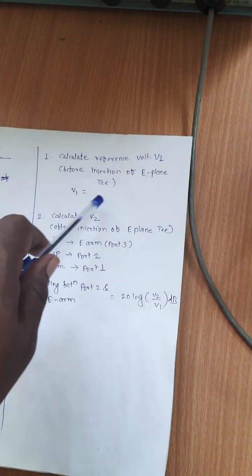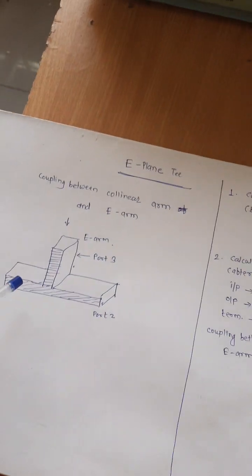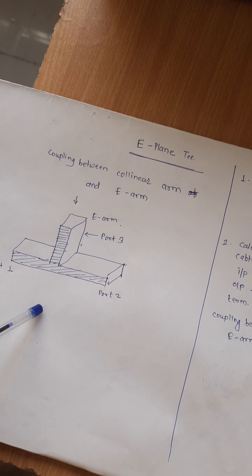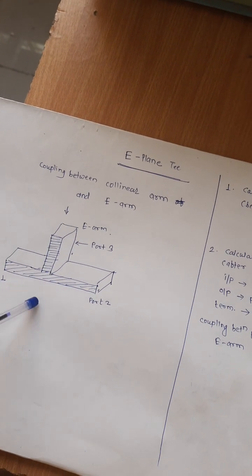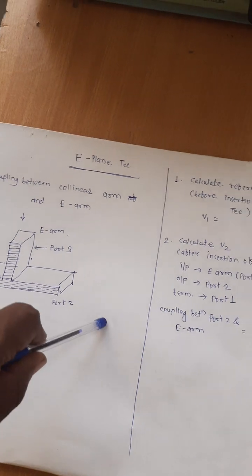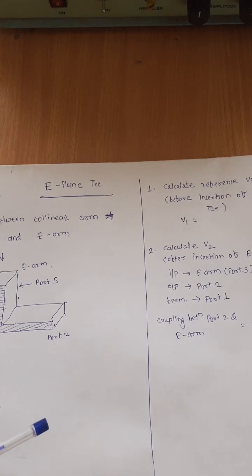Why is it called a T? Because it just looks like the alphabet T in English. So that's why we label it as a T, Tee.